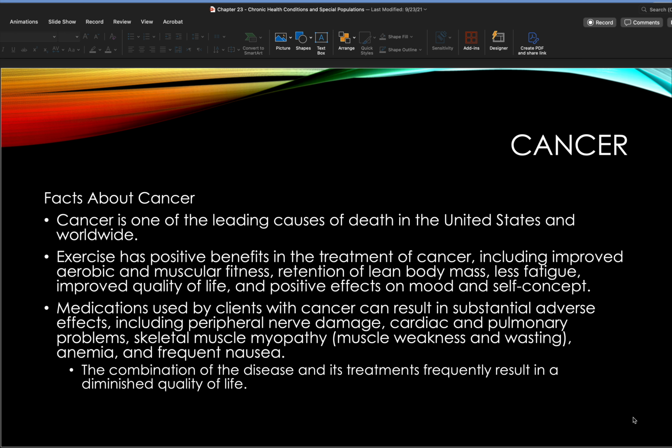that there can't be adverse effects. We're hoping exercise can balance that and make an individual feel a little bit better. But understand too that medications can have really nasty side effects. Like it says here: peripheral nerve damage, cardiac and pulmonary problems, skeletal myopathy, which can be either muscle weakness or muscle wasting, one or the other, anemia, and then nausea.